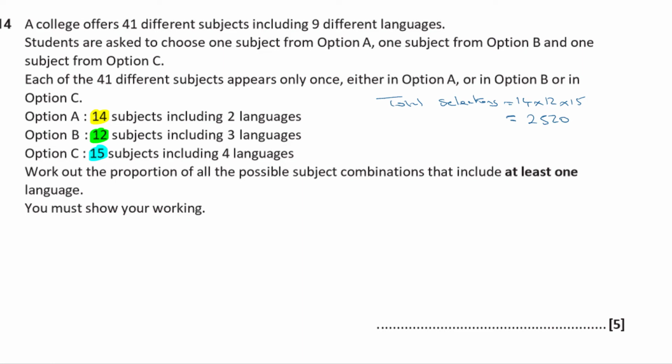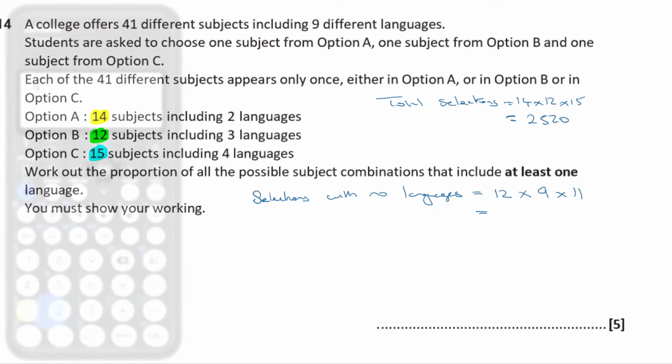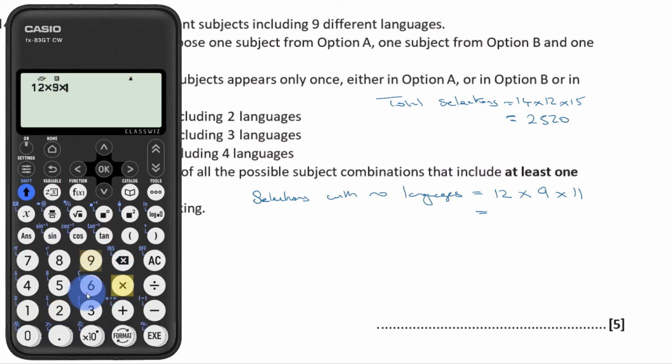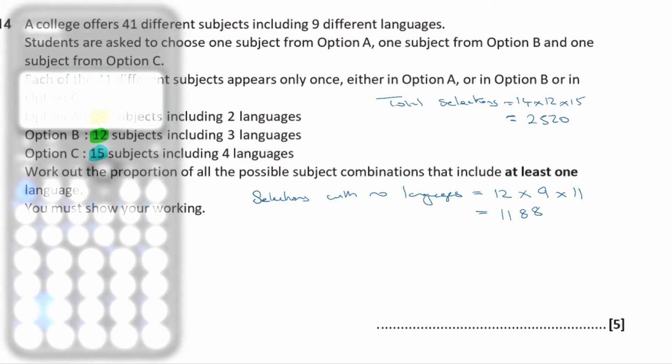So let's work out selections with no languages. That's equal to, well, it's going to be 14 minus 2. You've got 12 choices for the first one. 12 minus 3 is 9. And then you've got 15 minus 4, which is going to be 11. So multiplying those together, 12 times 9 times 11, that gives us 1,188 selections with no languages.